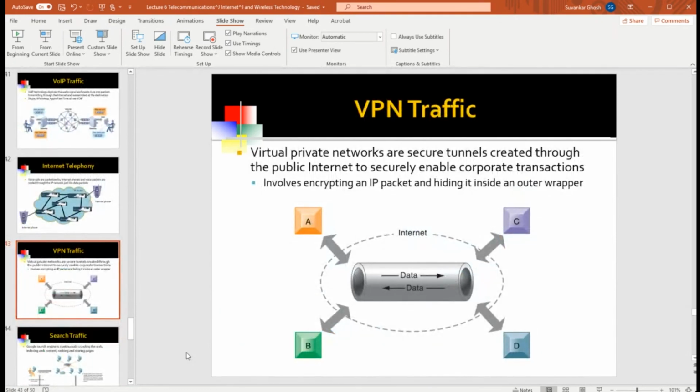VPN traffic. The internet inherently is not a secure communications medium. The internet inherently is not encrypting packets, which means anybody who's sniffing packets on the internet, and there are plenty of people doing that, can see what communications are flowing on the internet because there is no encryption of the packets. Now, that's obviously not a state of affairs that companies like, because you're sending business communications to your business partner. You don't want just about anybody to look at it.